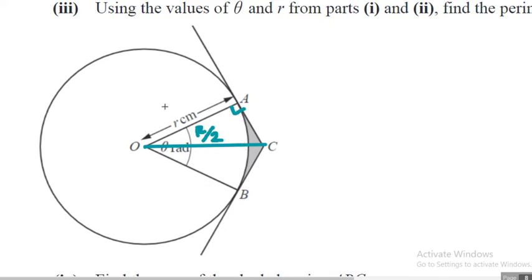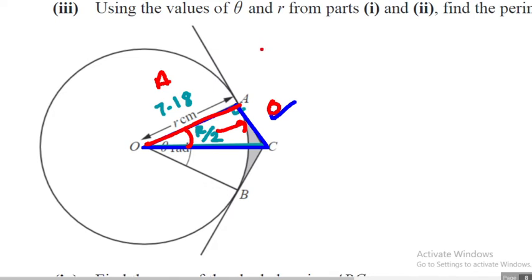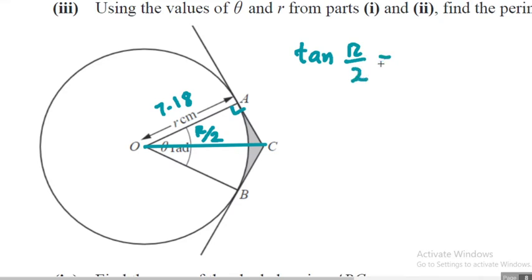So R is 7.18 just now, right? So you can use this triangle here. This is a right angle triangle, so you just use SOHCAHTOA to find this. This is opposite to that angle, so opposite side. And this is adjacent, next to that angle. So you have O and A. SOH, CAH or TOA? So TOA. So we write here, tangent pi over 2 equals O, which is AC over 7.18.